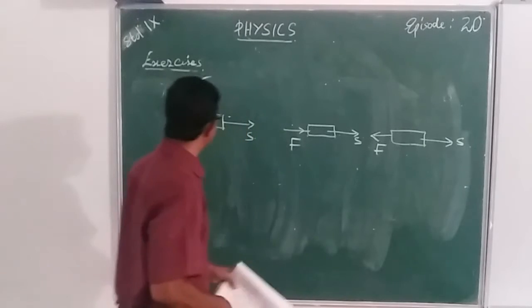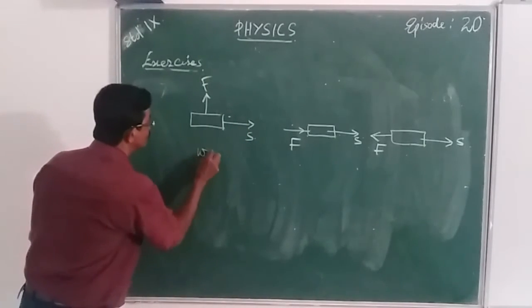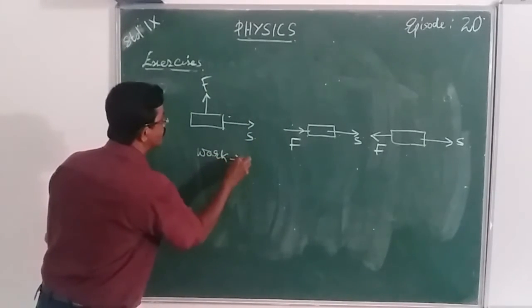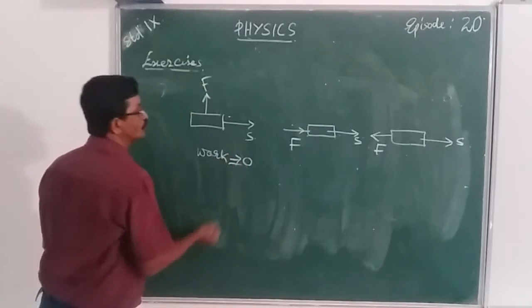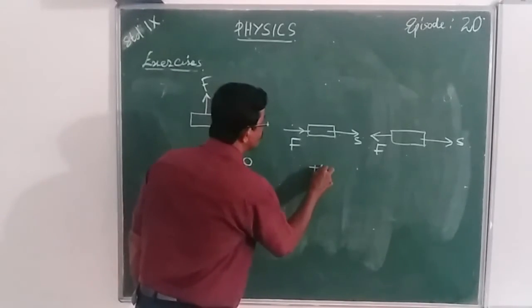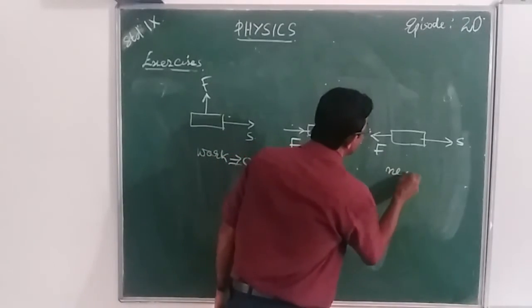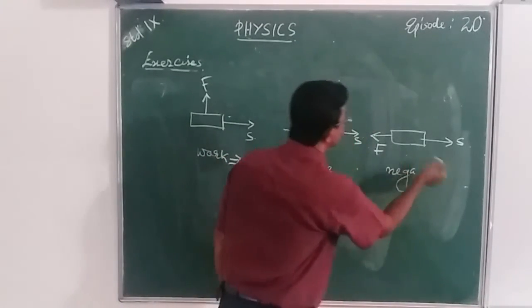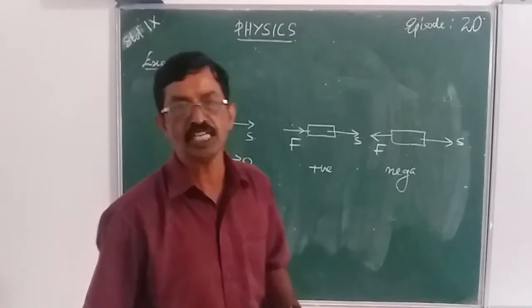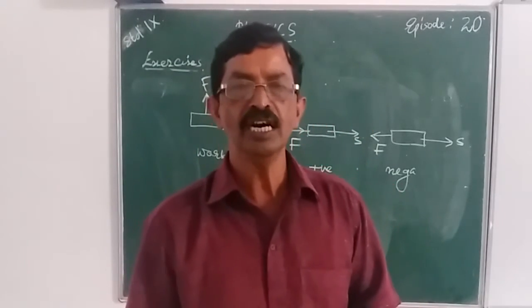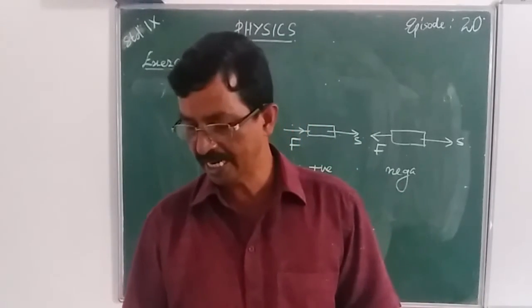So, in this case, work is 0. Here work is positive. Here the work is negative. Why? Because force and displacement are in opposite directions.